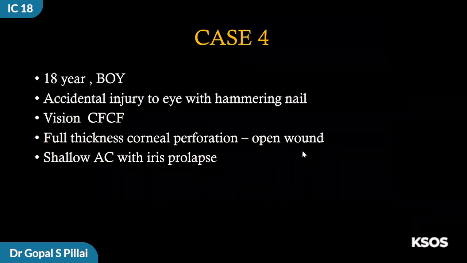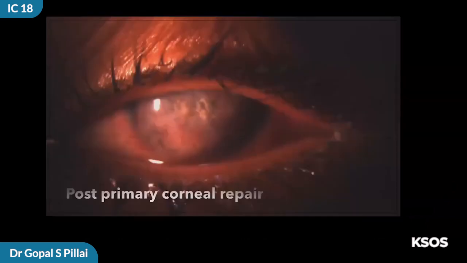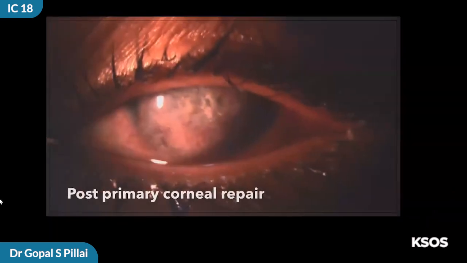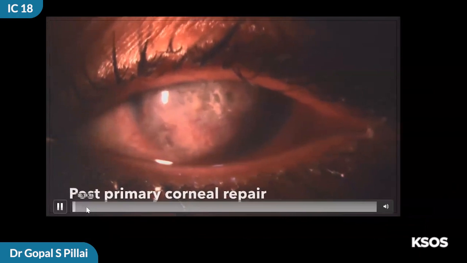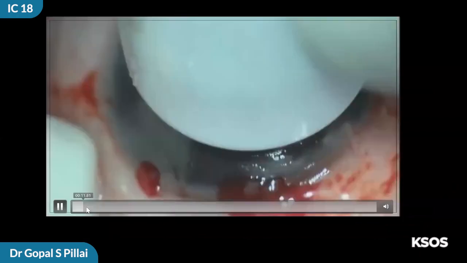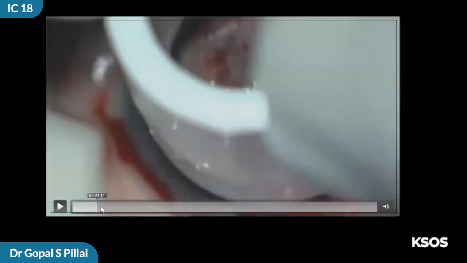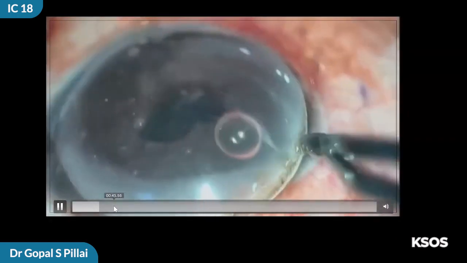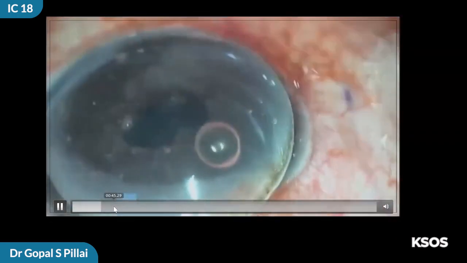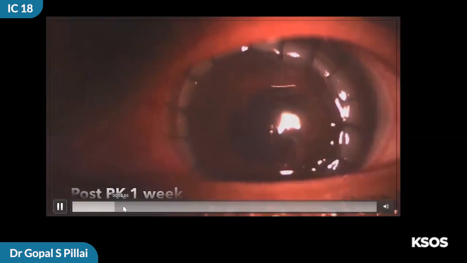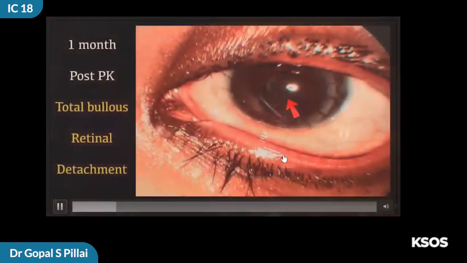Case number 4, an 18-year-old boy, accidental injury to the eye with a hammering nail. Vision was very poor, with full thickness corneal perforation, shallow AC with iris prolapse. Primary repair was done. And after this primary repair, we went in for a corneal transplantation. Dr. Anil does my corneal transplantations. This is a trephining and removal, and we are doing a transplant with good results, 1 week good result.